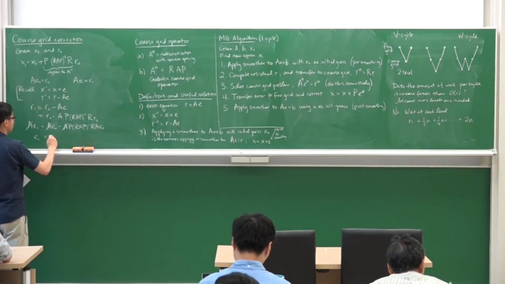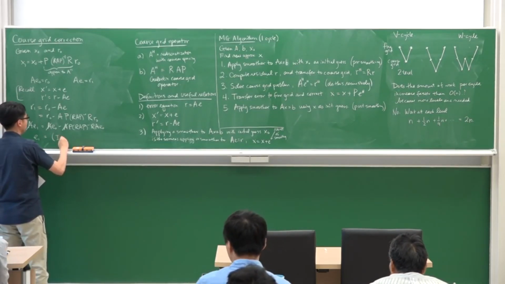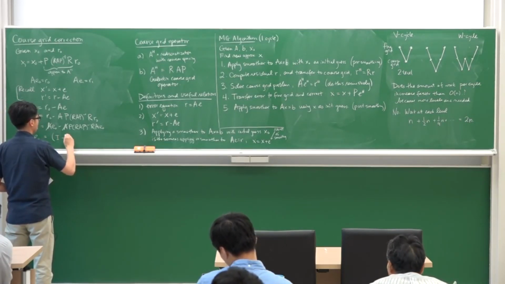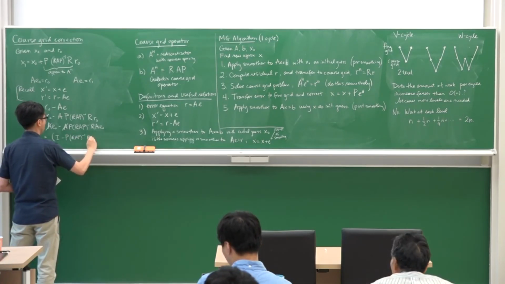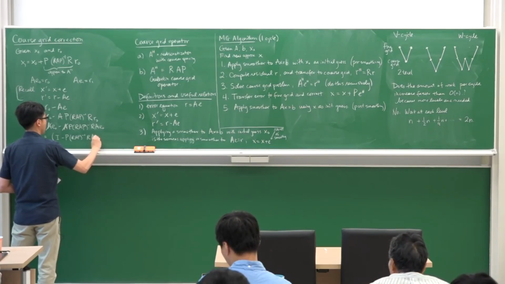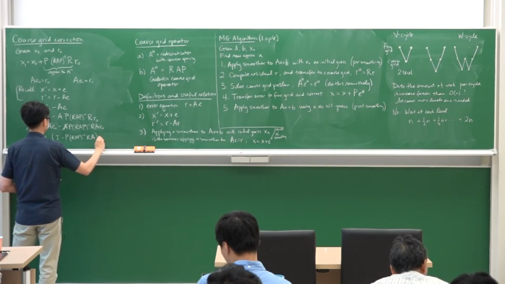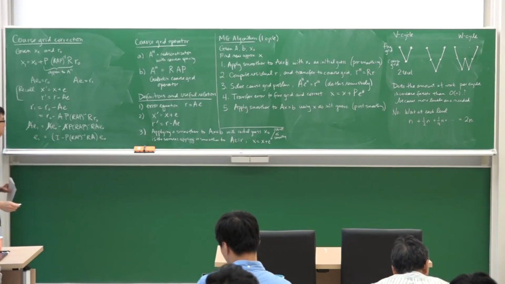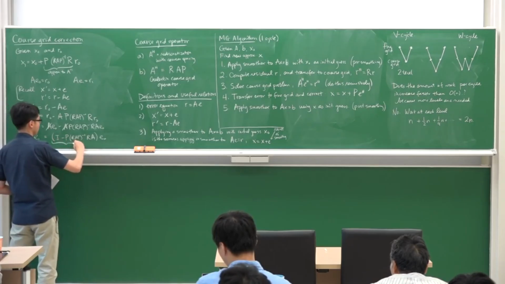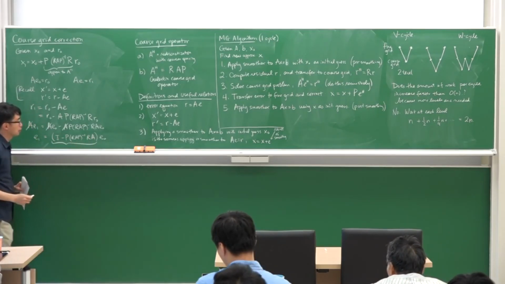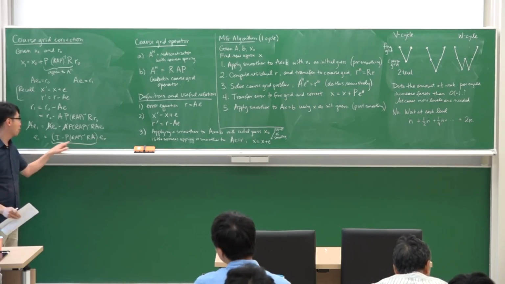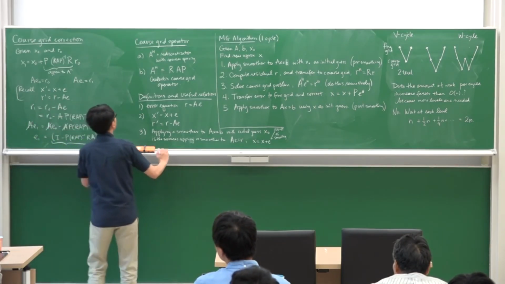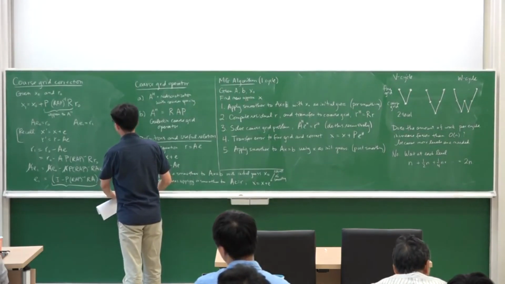So E1 is equal to identity minus P (RAP) inverse R A, times E0. Okay? So this matrix here is called the coarse grid correction operator. It takes your E0 and it maps it to E1. So I'm going to call this K.